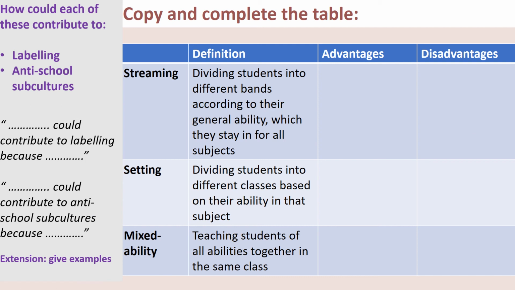Okay, let's see what you came up with. Generally, setting and streaming can contribute to labelling because students get labelled depending on which set or which stream they are in. If a student is in the top stream, the teacher might assume they are high ability and challenge them. Actually, they might not be very good in that particular subject, but the teacher just makes an assumption and applies a label because they're in that stream.